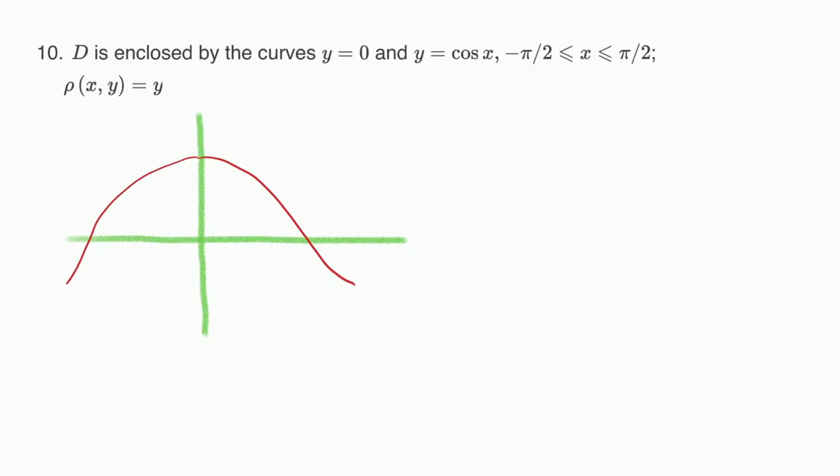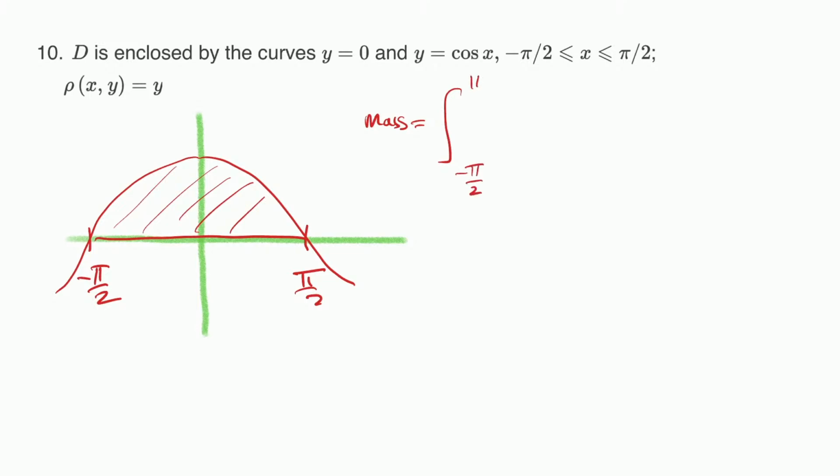And there it is, it's symmetric. Here's negative pi over 2, here's positive pi over 2. And so apparently this is the region that we're interested in. So let's set up the mass. You have the three things that you need to do. First of all, set up the mass, negative pi over 2 to pi over 2. Then that's the x values, by the way.